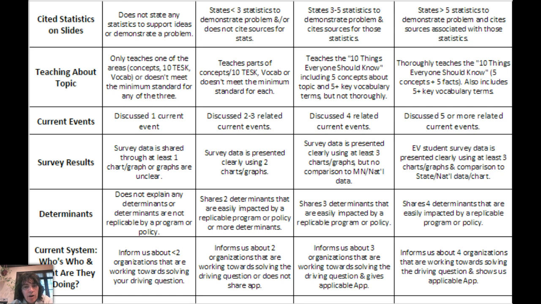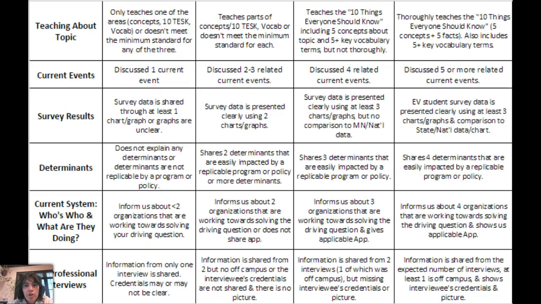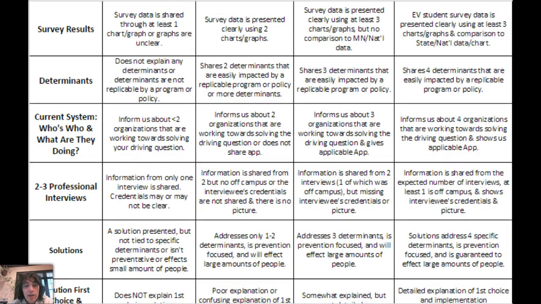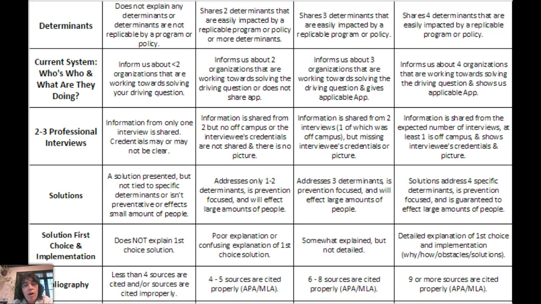Then determinants. Alright, so you're going to pick 4 determinants, risk and protective factors, and those determinants need to be ones that I understand and believe can be impacted by a program or a policy recommendation. Alright, you are also going to do some research and tell us about 4 organizations that are out there on the front lines working towards solutions to your driving question, and really focusing on trying to make an impact in this topic area as well.